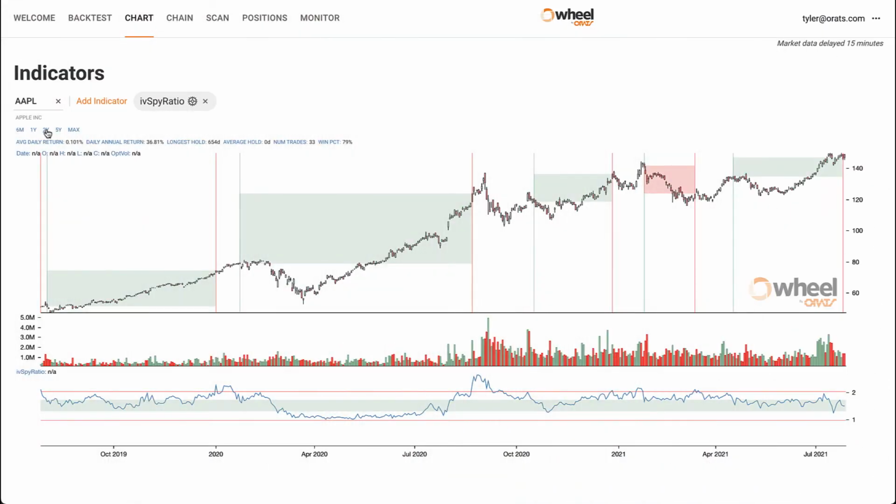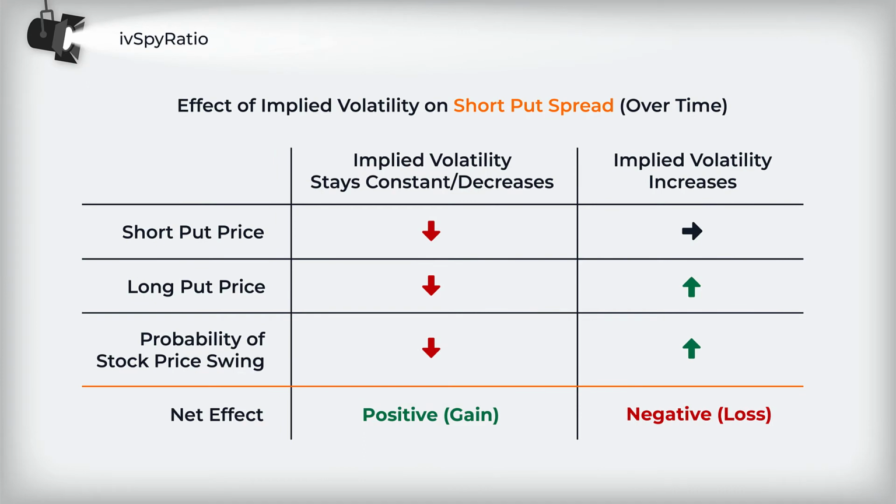Let's head back to the original chart and explore why a high value of this indicator would suggest a bad time for this trade. Since we are backtesting a short put spread, which is a bullish strategy, we want implied volatility to stay relatively constant and predictable. Ideally, if our bullish forecast is correct, the price of both options will decrease over time and eventually expire worthless. However, if implied volatility unexpectedly rises, we could be at a greater risk for a price swing, which would be bad for our bullish short put spread.